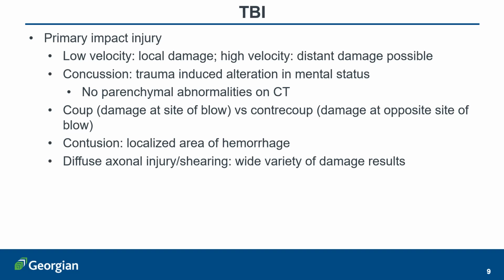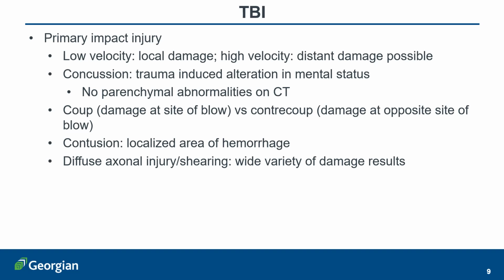A contusion or a brain contusion is a localized area of hemorrhage. So if the hemorrhage is widespread, it's not just a contusion. A contusion is a localized area of bleeding or hemorrhage in the brain. So if there is evidence of a contusion, then it cannot be a concussion. Remember, a concussion shows no parenchymal abnormalities on brain imaging.